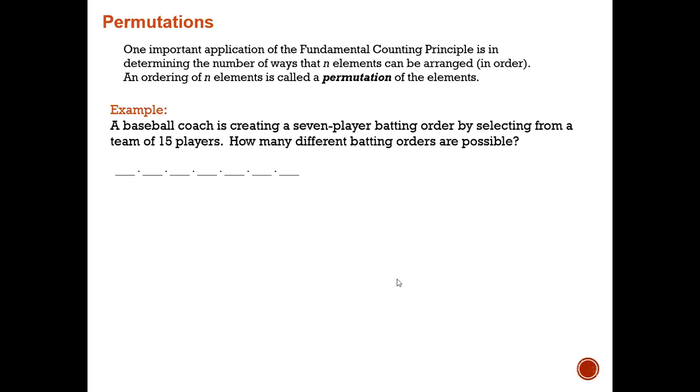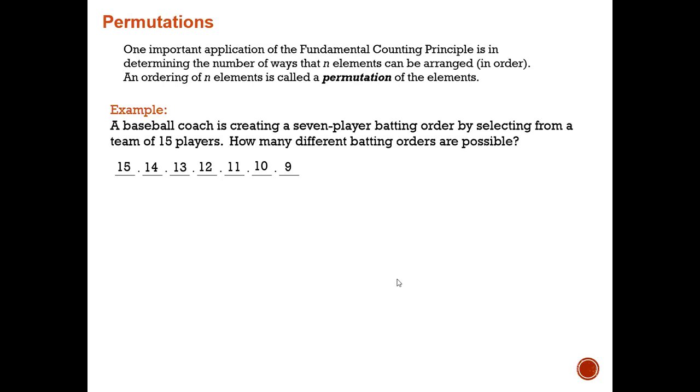He has 15 players and he wants to choose 7. So there are 7 slots here because we're choosing 7 players. All 15 players are there. How many ways can he choose the first? He has 15 players to choose from. But once he chooses one of those players, he only has 14 players left. Then he chooses the second; he had 15, now he only has 13 left, and so on. As you keep choosing, you're one down.